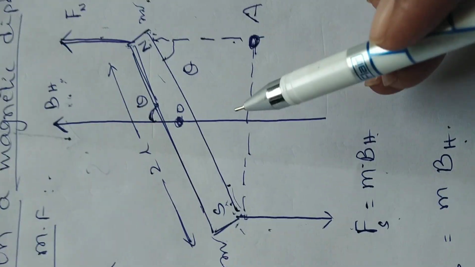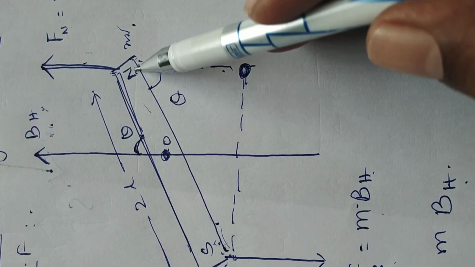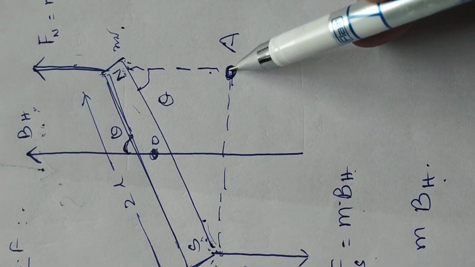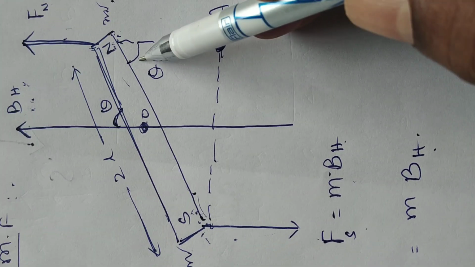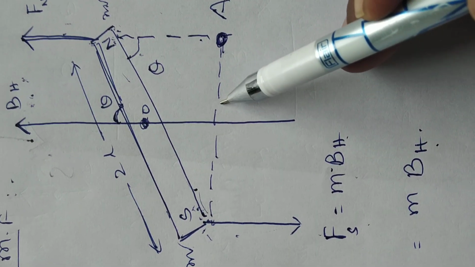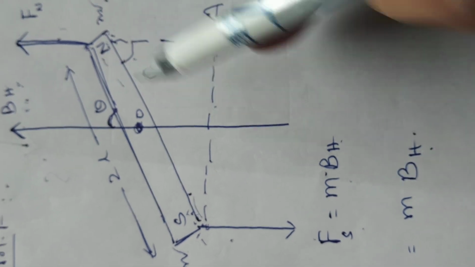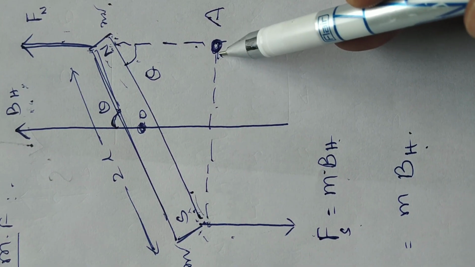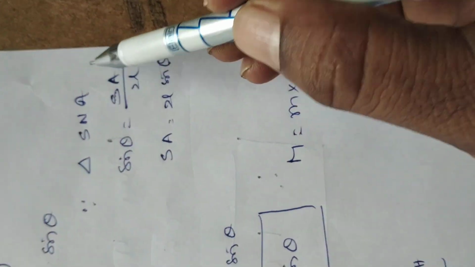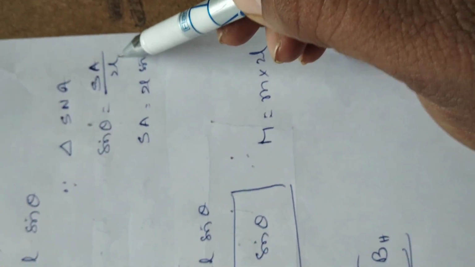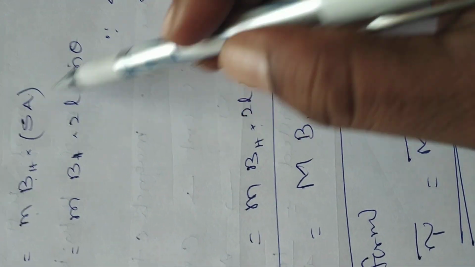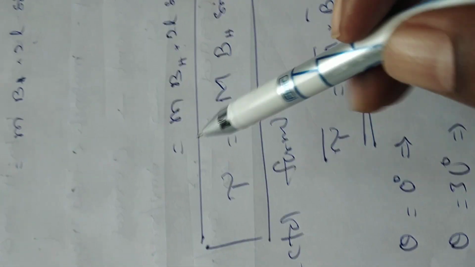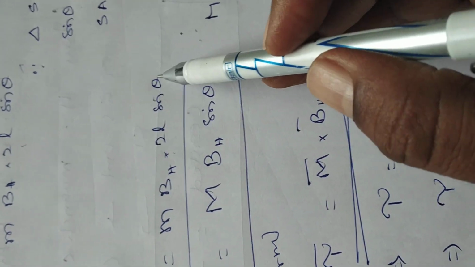From this diagram, SNA is a right angle triangle. From this right angle triangle, sin theta is equal to opposite side by hypotenuse. Opposite side means SA. Hypotenuse is 2L. Therefore, from the triangle SNA, sin theta is equal to SA by 2L, and SA is equal to 2L sin theta. Here SA is replaced by 2L sin theta. So, MBH into 2L sin theta.